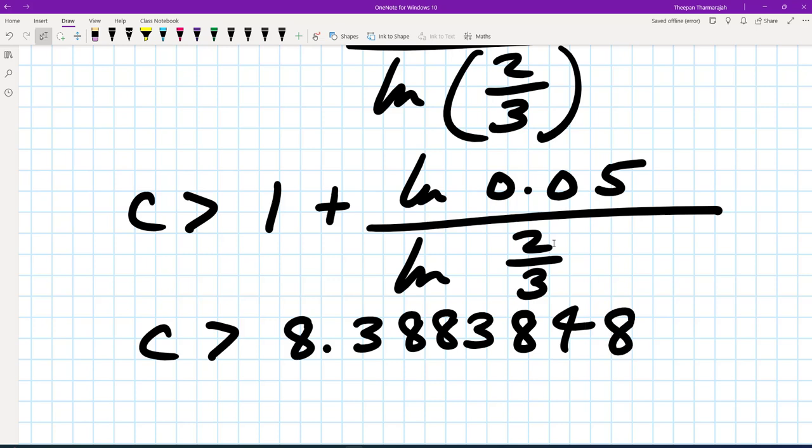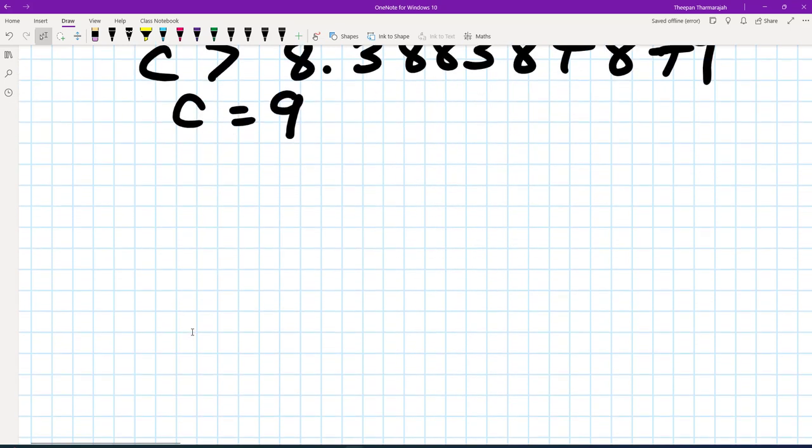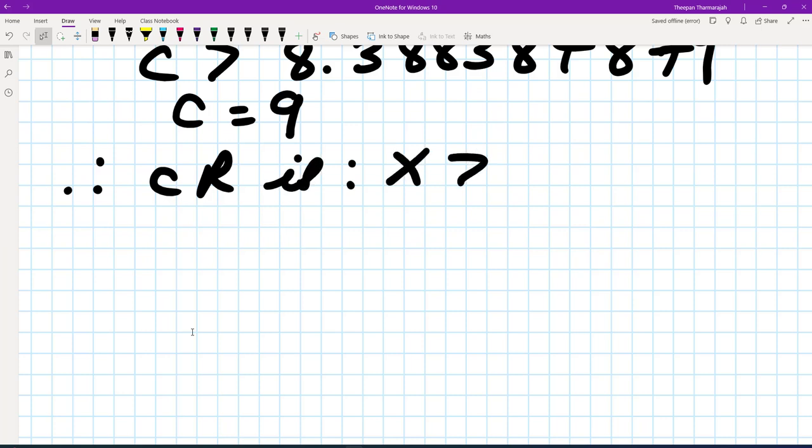8.388384879. So we can say from here that C is greater than 8.388 and so on. So C must be 9. Therefore, the critical region, CR, is X is greater than or equal to 9.